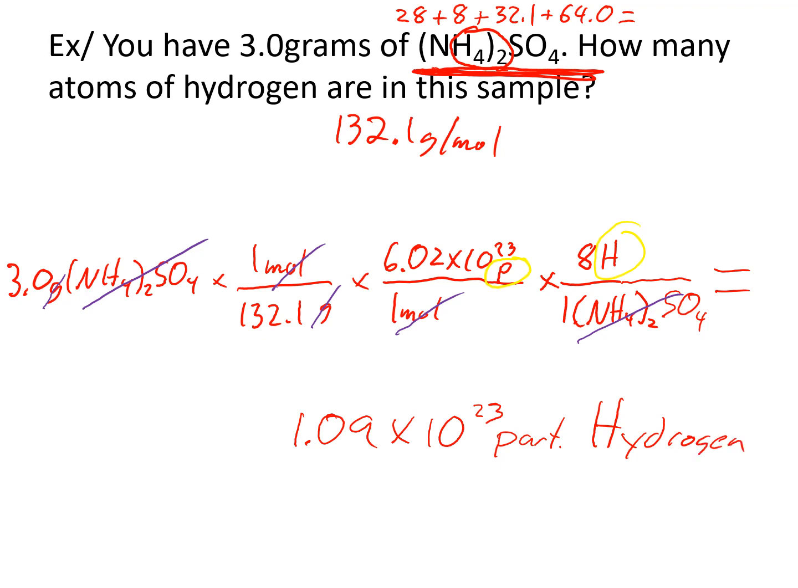Now, 2 sig figs, 4 sig figs, 3 sig figs. This is a ratio. It has no significance. Those are exact numbers. So since our limiting one is 2 sig figs, our final answer is going to be 1.1 times 10 to the 23 particles or atoms of hydrogen.